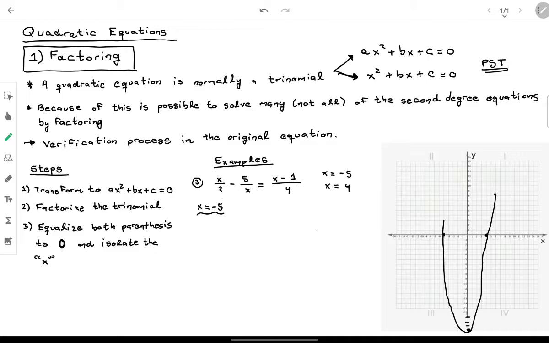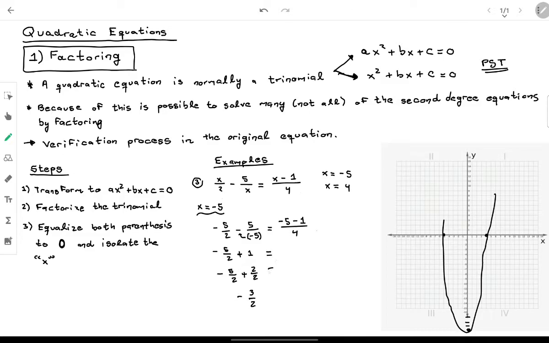So let's start the verification process. Remember, the verification process must be done on the original equation. So we have minus 5 halves minus 5 over minus 5 equals minus 5 minus 1, all of it divided by 4. So let's see, here it's going to be minus 5 halves. Here it should change to plus because this minus goes here. 5 divided by 5 is 1, so it's going to be minus 5 halves plus 2 halves, which is minus 3 halves.